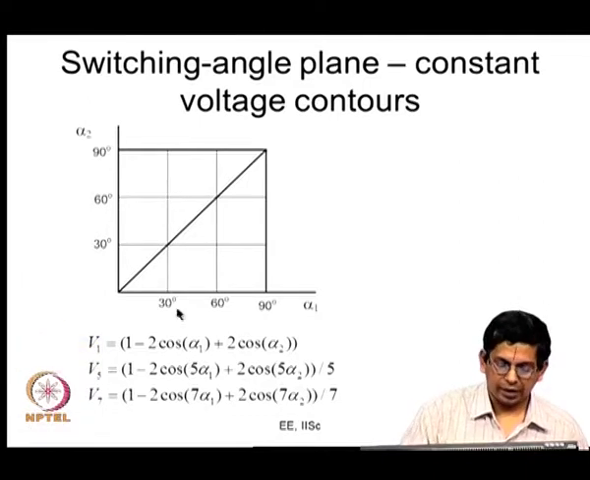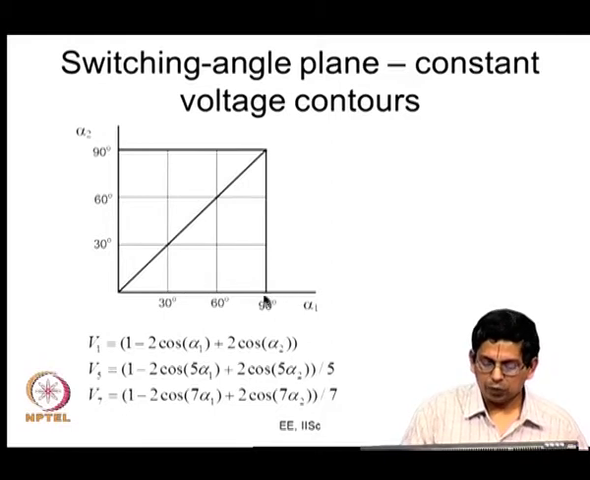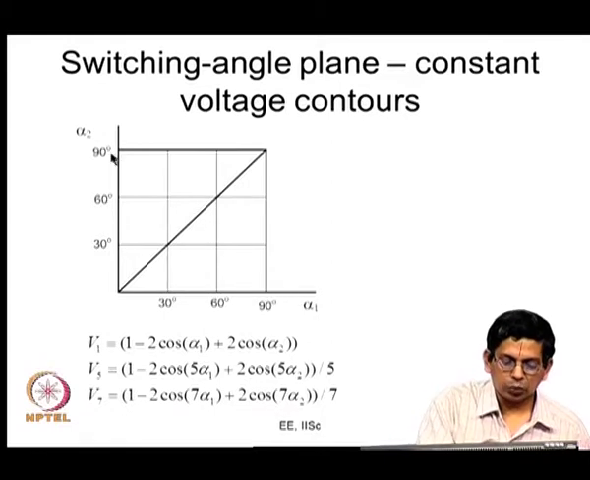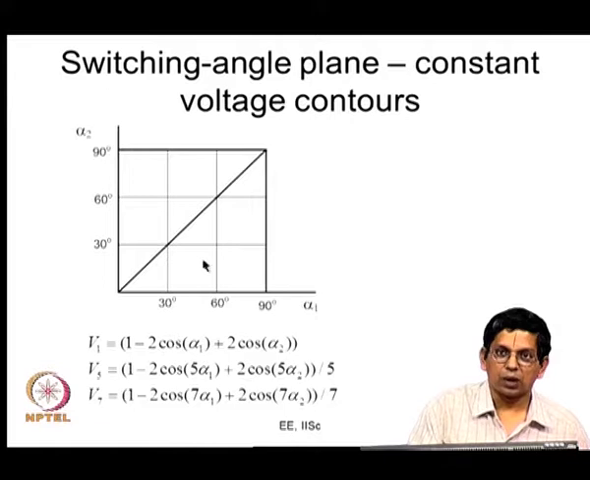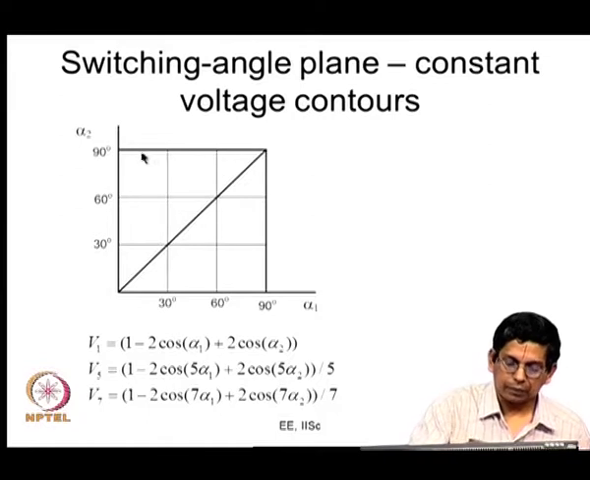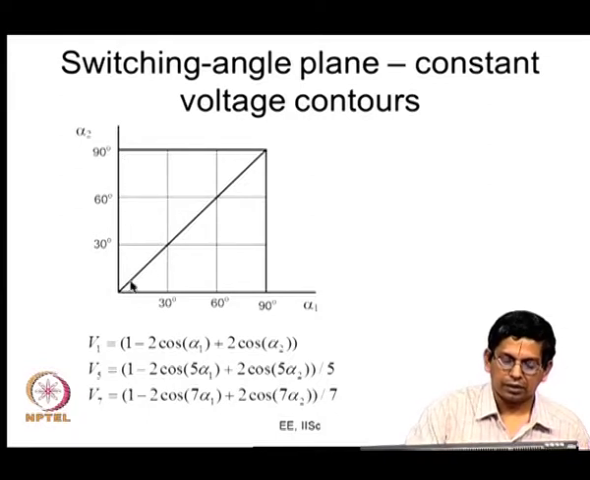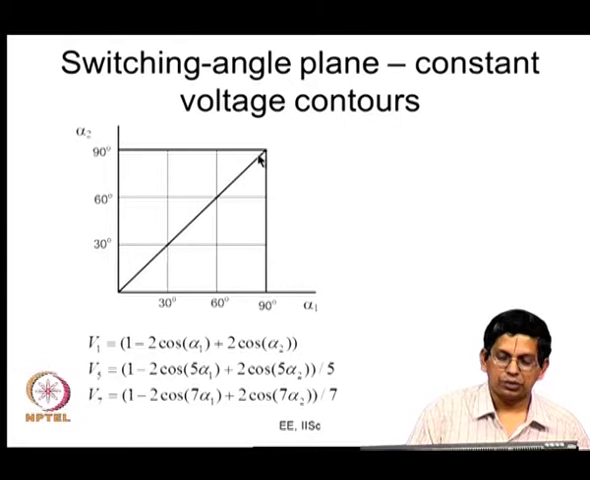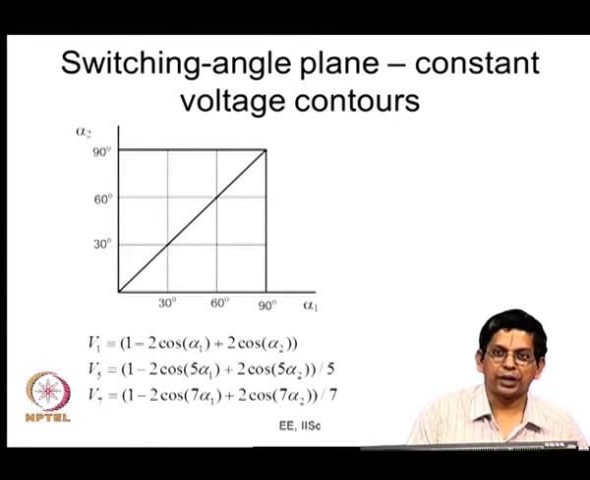Now, you are looking at this plane, alpha 1 cannot exceed 90 degrees, alpha 2 cannot exceed 90 degrees because it is within 1 quarter, and alpha 1 has to be less than alpha 2. So, you are essentially looking at this upper triangle. This is the area within which all your possible PWM waveforms lie.